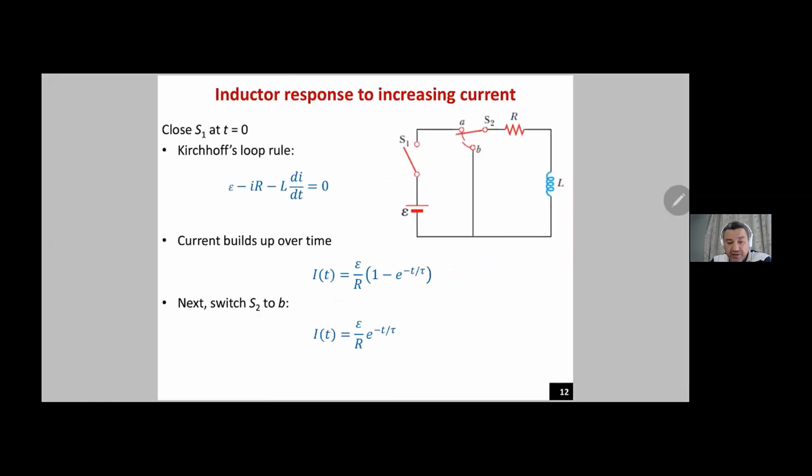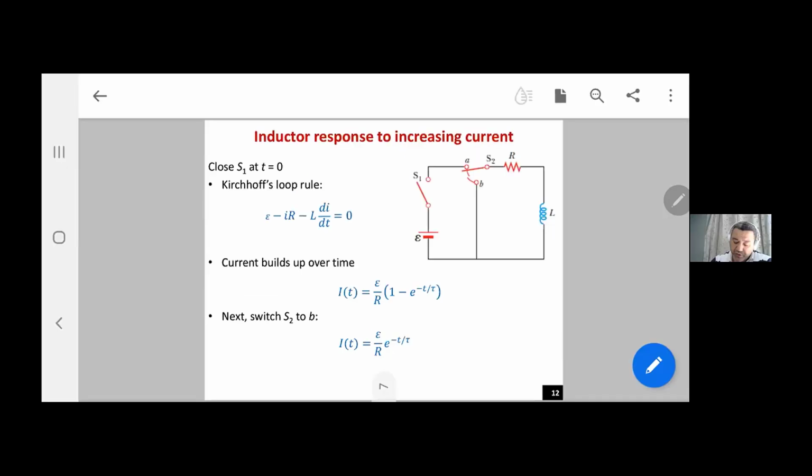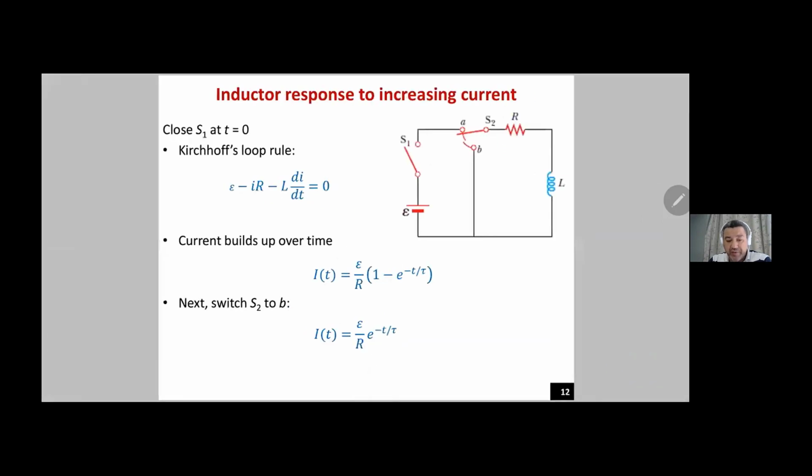Okay, so let's look now at the inductor in a circuit. When we studied the capacitor before, we have seen how the capacitor behaves while being charged and discharged: exponentially charging and discharging. The same thing is happening here, however, for the inductor.